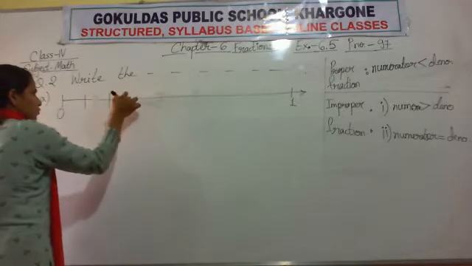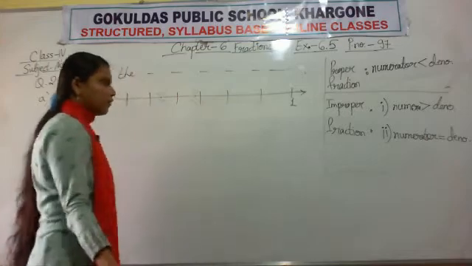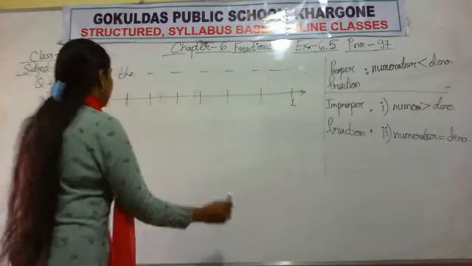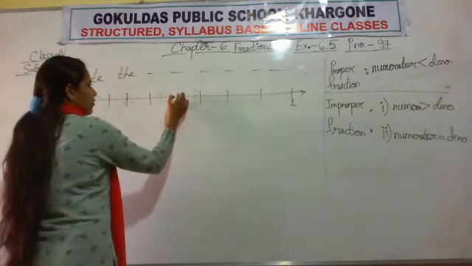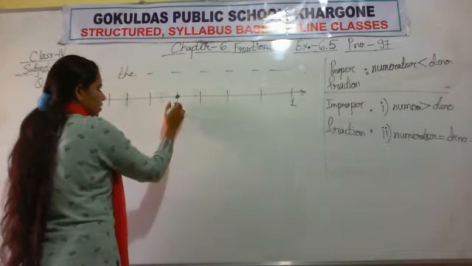1, 2, 3, 4, 5, 6, 7, 8 and 9 equal parts are there. Now at the fifth point, a point is there, which means you want to represent this number.